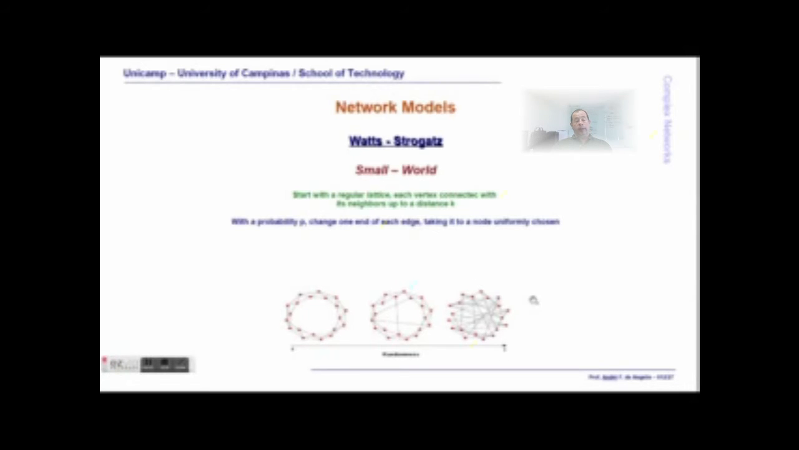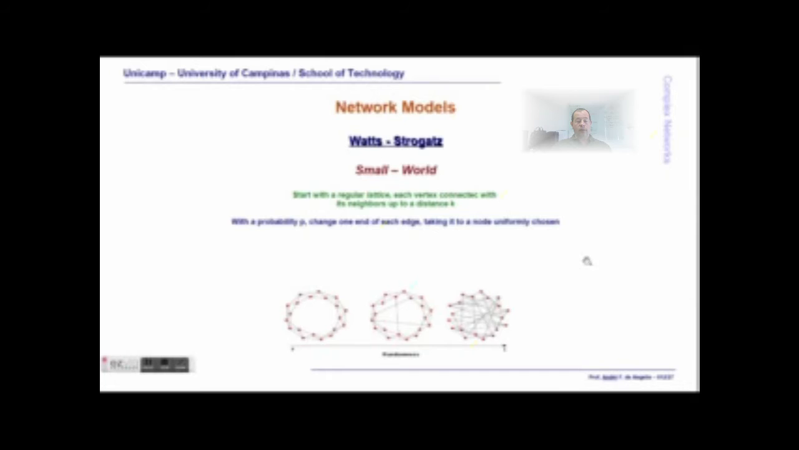In the middle of the process, we will reach small world networks. If you follow the process more and more, you will reach something like the random network, because the number of rewires will produce the random effect in the network. Then, in general, we stop at some point in the middle between the regular and the random network. Okay?